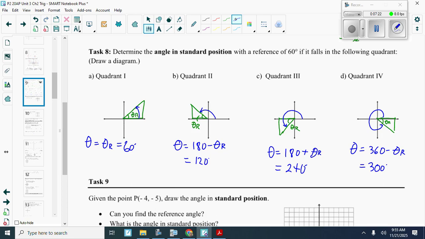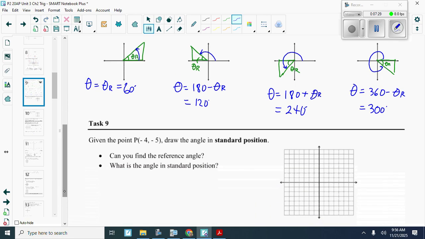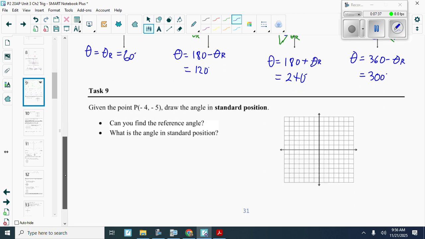Now we're going to get to the x and y's that I was promising and plotting some points. Given the point -4, -5, draw the angle in standard position. Then we're going to determine the reference angle, and we're also going to determine what the angle is in standard position. So first we're going to plot it.